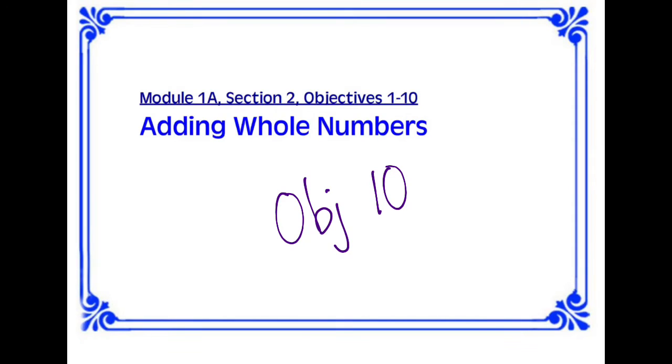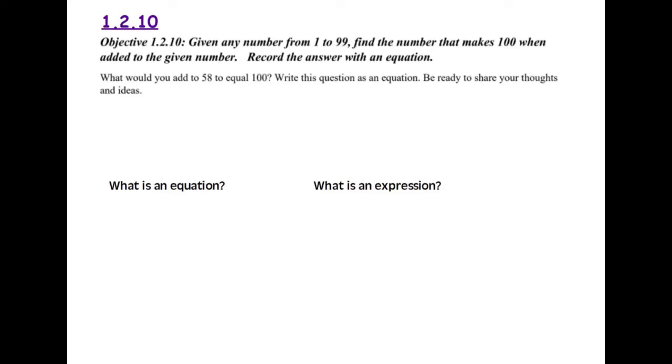Okay, Module 1, Section 2, and we are on Objective 10, the last one. Objective 10 is given any number from 1 to 99, find the number that makes 100 when added to the given number. Record the answer with an equation.